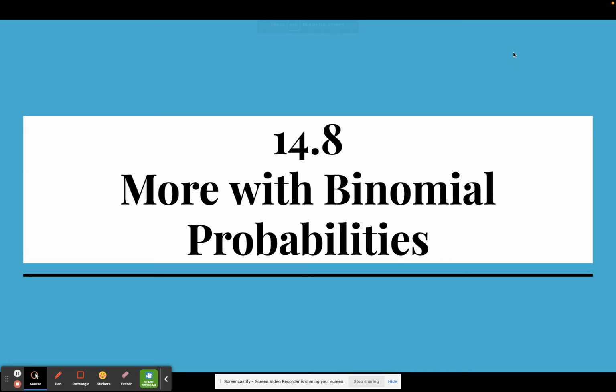Hey guys, today we're going to look at the last lesson in chapter 14, which is on some more problems with binomial probabilities. And I'm going to show you some calculator shortcuts that are going to make your work a lot easier when you're doing these binomial probability problems. So if you don't already have a graphing calculator handy, please pause the video and get one.